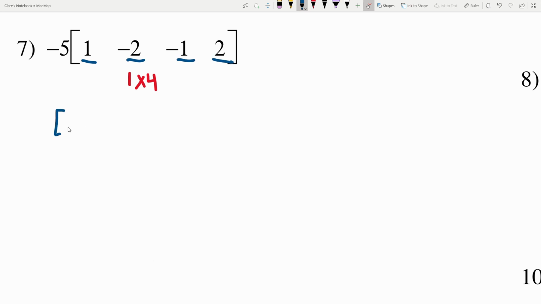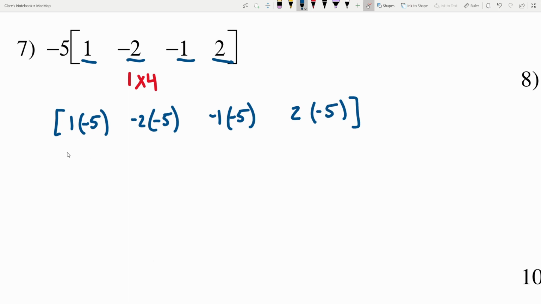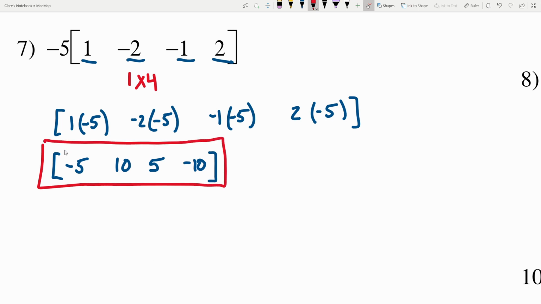Except, in this case, each of my elements is multiplied by negative 5. So, first row, because there's only 1 row, first column is going to be 1 times negative 5. Second column is going to be negative 2 times negative 5. Third column is going to be negative 1 times negative 5. And then fourth column is going to be 2 times negative 5. So when I write this out, my 1 by 4 is negative 5, positive 10. Negative 1 times negative 5 is a positive 5. And then 2 times negative 5 is a negative 10. So my solution is negative 5, 10, 5, negative 10.